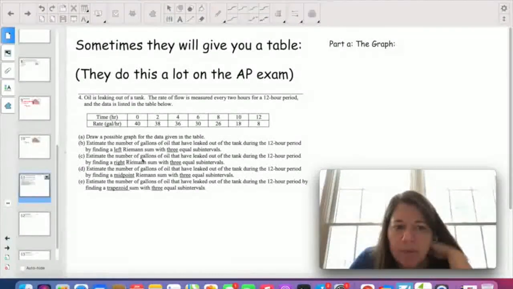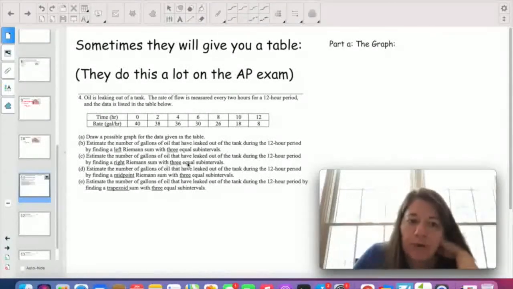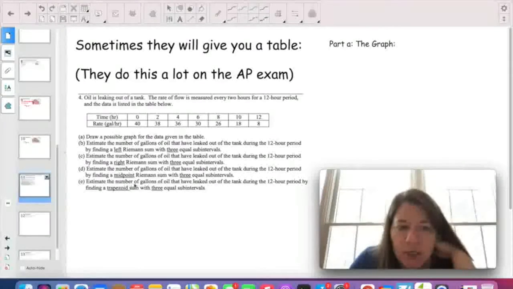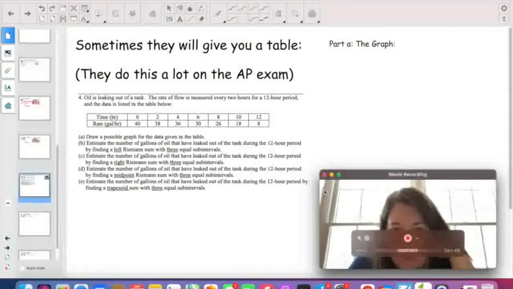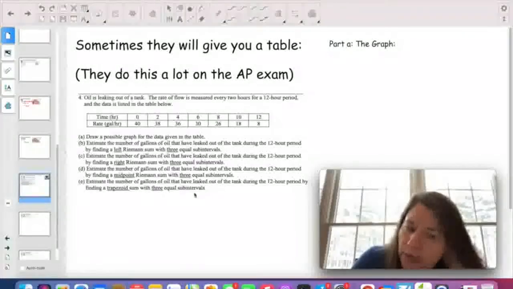C, estimate the number of gallons of oil that have leaked out of the tank during the 12-hour period by finding a right Riemann sum with 3 equal subintervals. D, estimate the number of gallons of oil that have leaked out of the tank during the 12-hour period by finding a midpoint Riemann sum with 3 equal subintervals. And E, estimate the number of gallons of oil that have leaked out of the tank during the 12-hour period by finding the trapezoid sum with 3 equal subintervals.